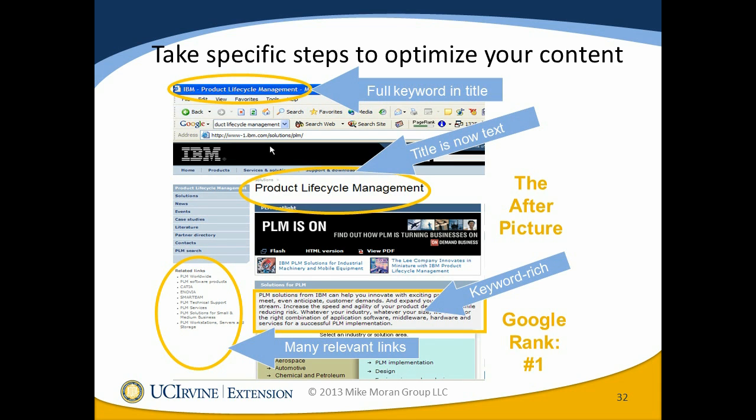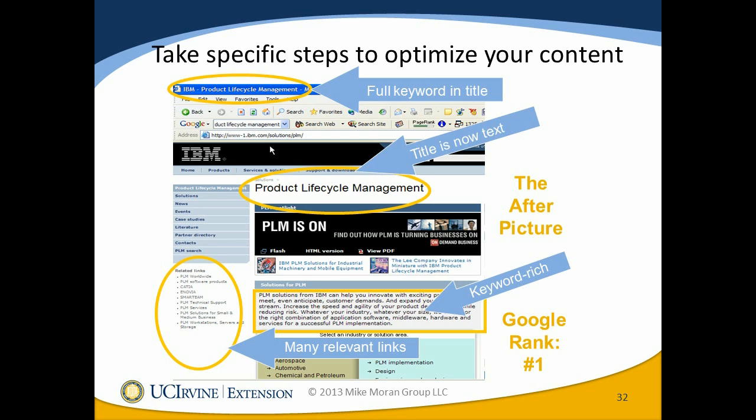After we were done and we made those changes, we put the keywords in the title, we changed the title to text, we put lots of keywords in the title, including the word PLM multiple times. Then we immediately went to #1 in ranking. Now, is that going to happen for you?